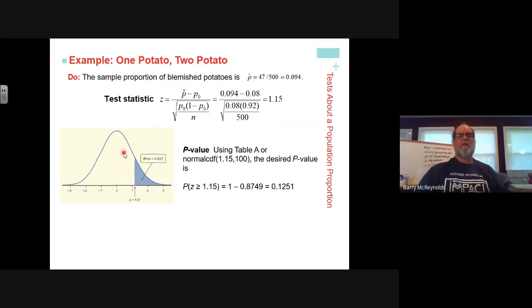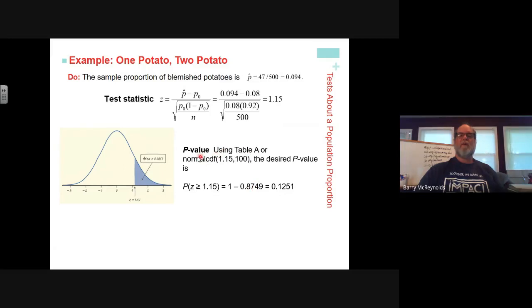Always draw the picture. We've drawn this picture 100 times before, before Christmas when we were first learning to do our calculations. So our p-value is equal to the probability of being in this right-hand tail to the right of a z-score of 1.15. What we're looking for is the probability that z is greater than 1.15. So we look up 1.15 in table A. We have to take the complement of that, and we come up with a probability of 0.125.